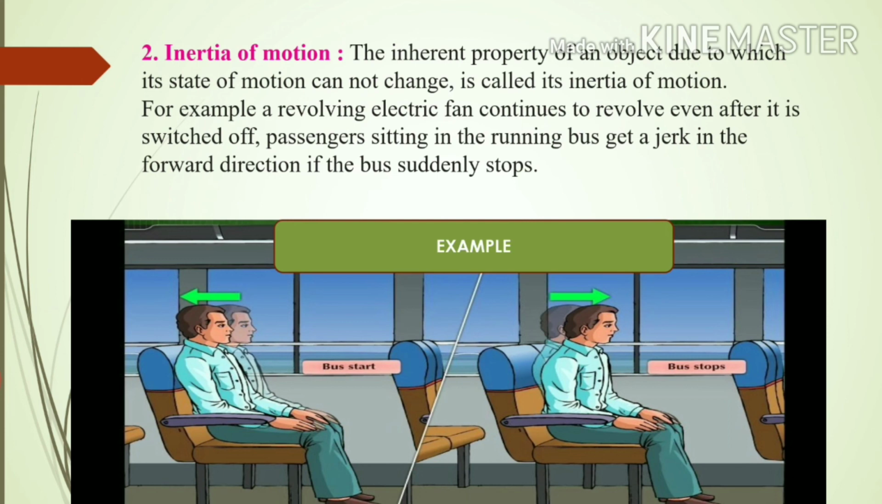Children, in this video, you have defined force, you have studied the different types of forces, you have defined inertia and studied its types. We are going to continue this lesson in the next video.